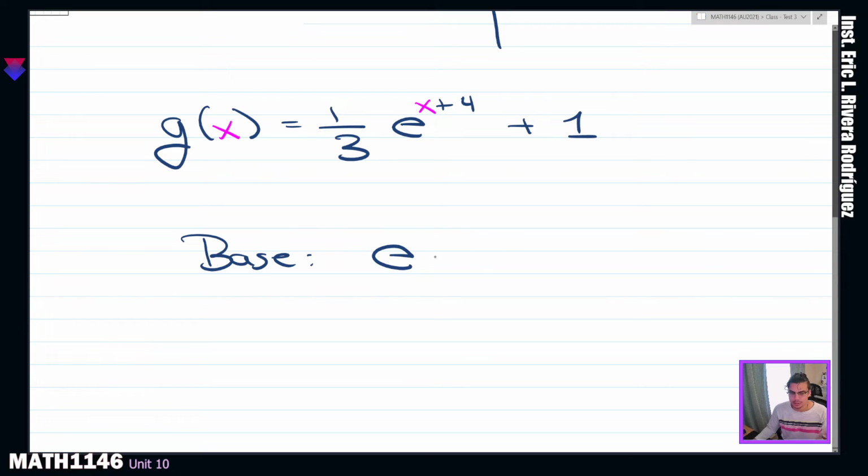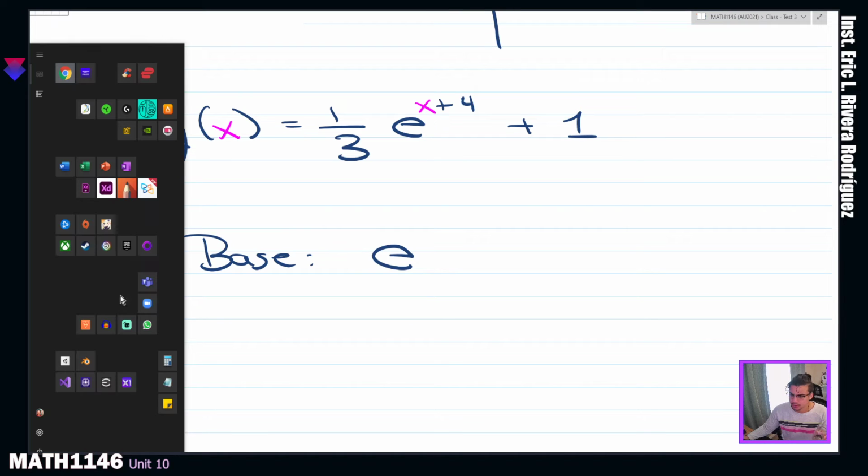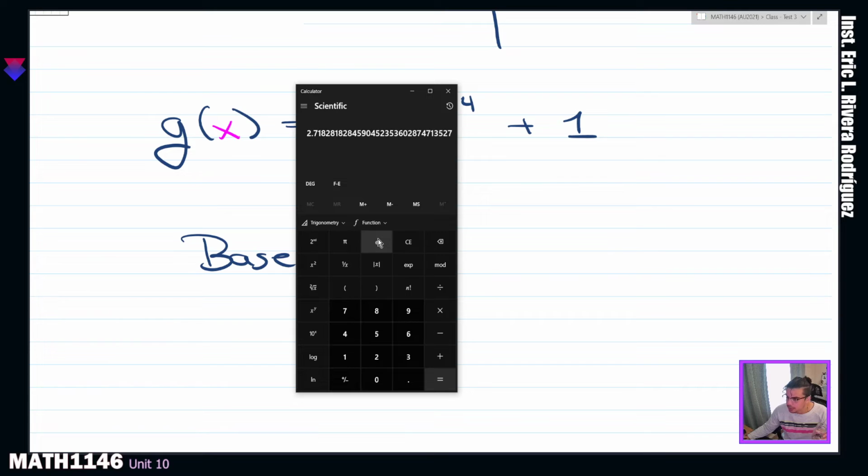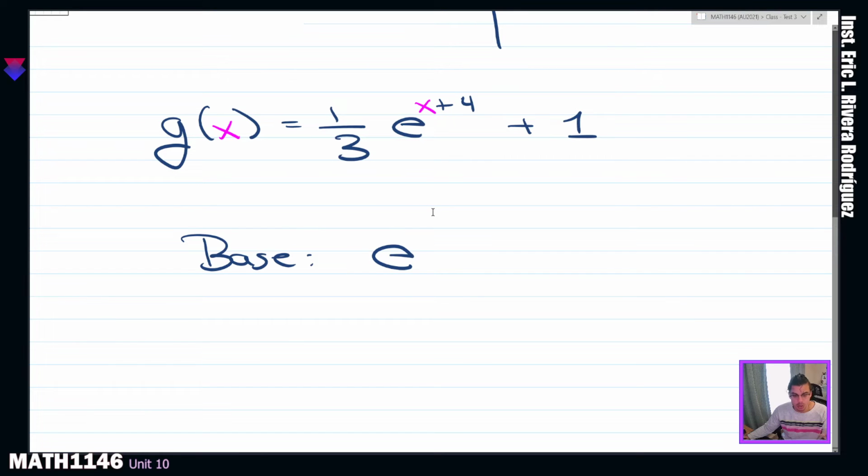E is a representation of the irrational number 2.718. That is an irrational number. Remember, irrational numbers do not end, or do not have an endpoint in the decimal representation. So that is why the letter e is used. Okay, because this is an irrational number.